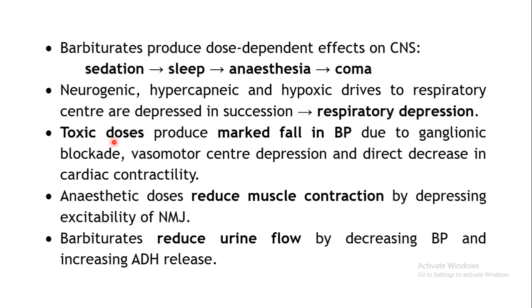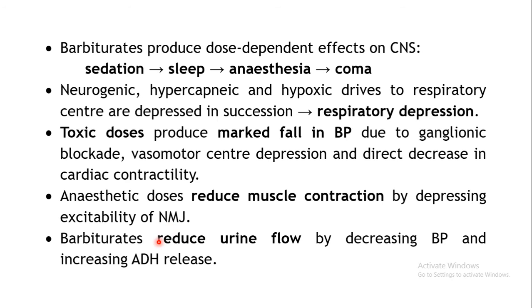Apart from this, the CVS is also affected. The toxic doses produce a more marked fall in BP. That's because ganglionic blockade may take place, or the vasomotor center which is controlling the BP is also depressed. Even barbiturates can directly decrease the cardiac contractility. So all these reasons are responsible for producing marked fall in BP. So it will be severely affected. Apart from this, at anesthetic doses, a little bit higher doses, it can reduce the muscle contraction, because the excitability at the NMJ is affected.